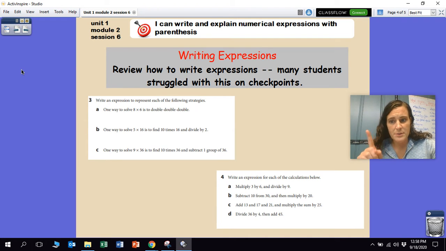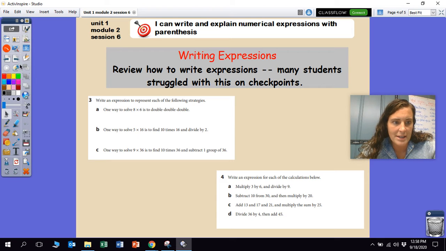Now, remember, an expression does not have to have what the equation equals at the end. It's just an expression showing the thinking process that was happening behind it.